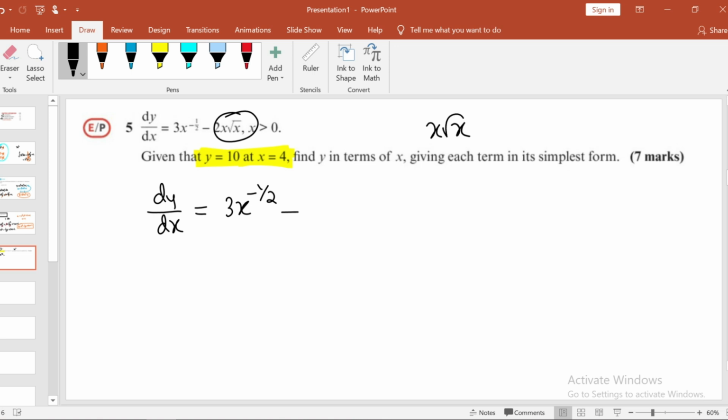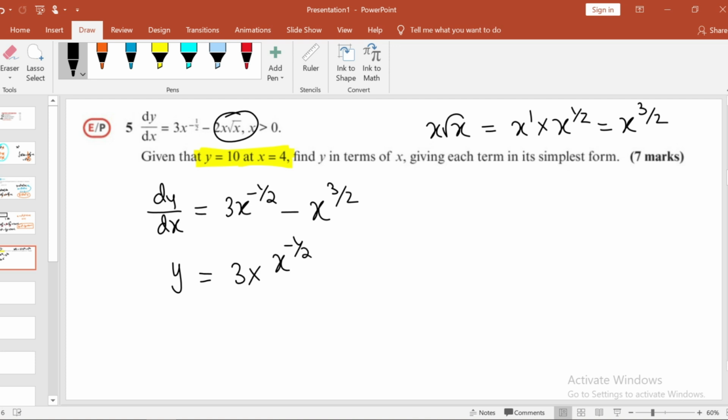So I'm not sure. You're not sure? You need to use laws of indices, man. X power 1 times x power half, which is x power 1 plus half, right? Yes. So write it as x power 3 over 2. Now when you integrate, the dy by dx becomes y. This becomes 3 times x power minus half plus 1 over minus half plus 1, x power 3 over 2 plus 1 over 3 over 2 plus 1, plus c.